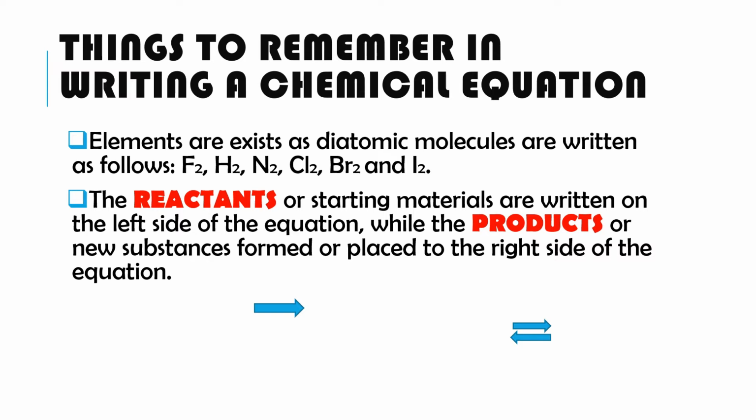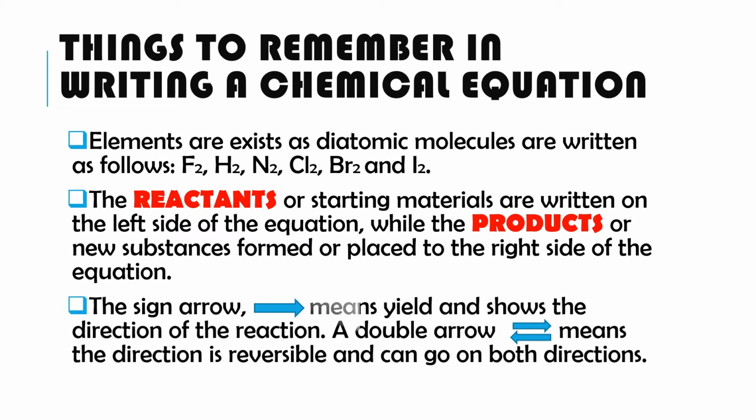And number 2, the reactants or the starting materials are written on the left side of the equation, while the products, also known as the new substances formed, are placed on the right side of the equation. And number 3, the arrow means yield and shows the direction of the reaction. A double arrow means the direction is reversible and can go in both directions.